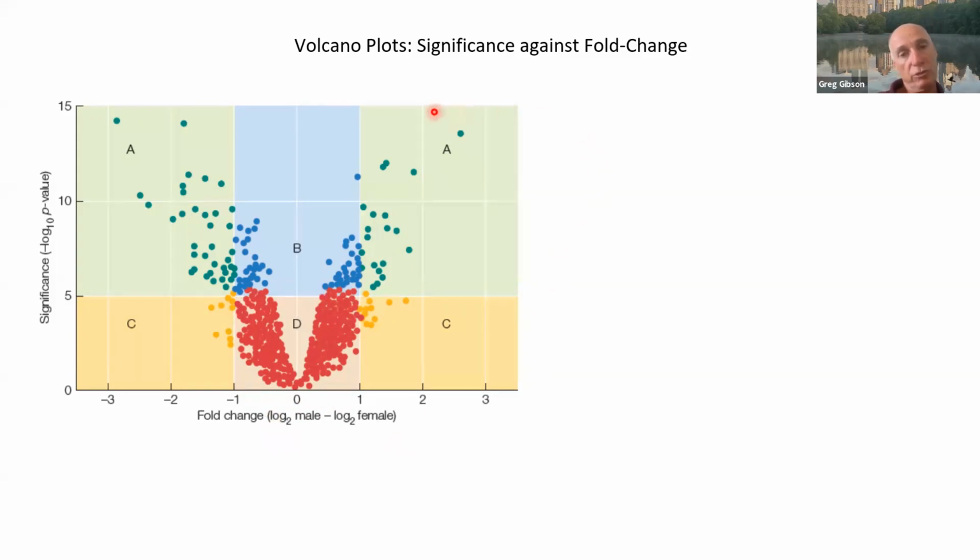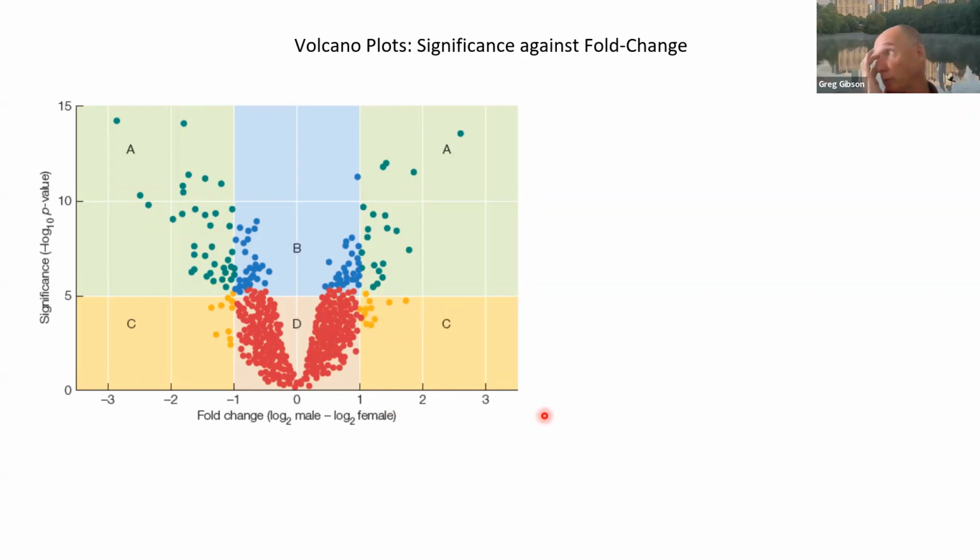Conversely, in regions A, either up or down, so higher in males or higher in females, are ones which have a big fold change, more than 2, and they're highly significant, so p-value less than 10 to the minus 5. We can all agree that these are differentially expressed genes up here in the green quadrant. Then you get these 2 other quadrants. Quadrant C are ones where the fold change appears to be large, but they're not very highly significant. Depending on whether you care about fold change or significance, you're going to include these.